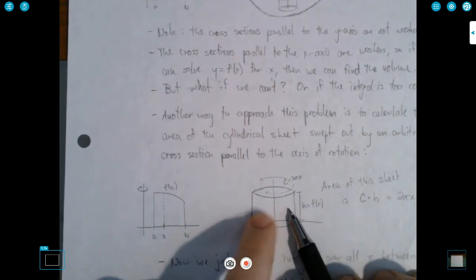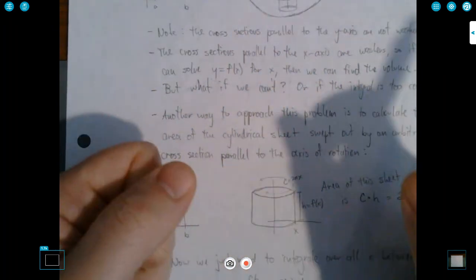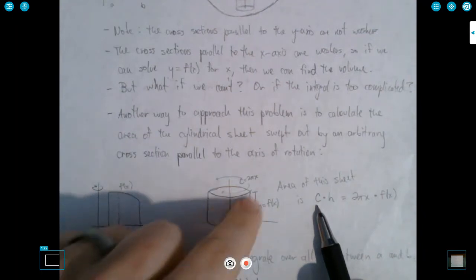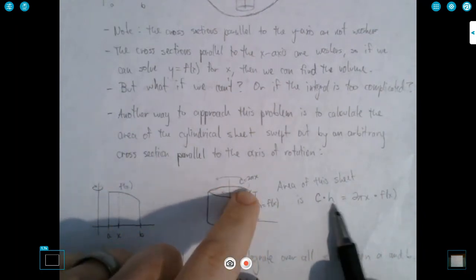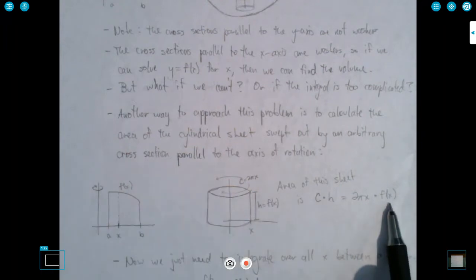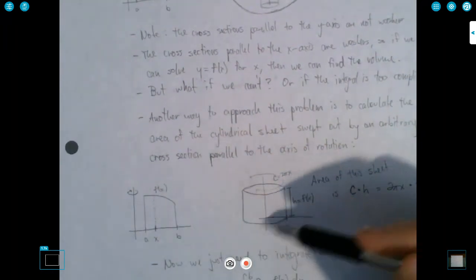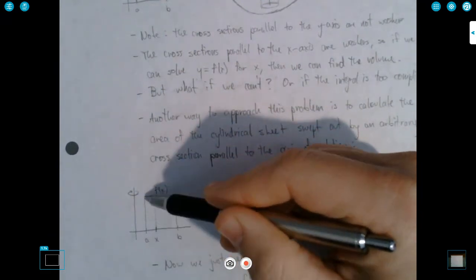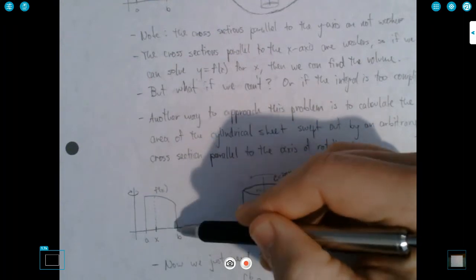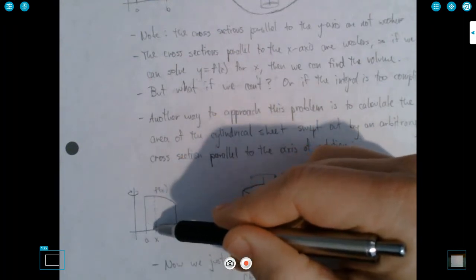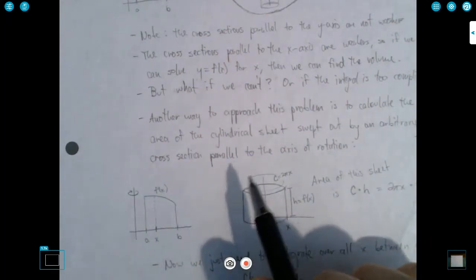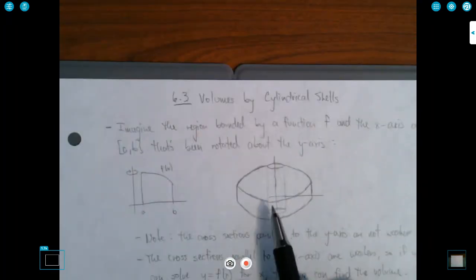Okay, so the area of the sheet, if you were to unscroll it, would be the circumference times the height, right? So that's 2 pi x times f of x. That just gives you the area of one of these sheets. But now imagine that you found the area of this sheet, and this sheet, and this sheet, and you found the area of all of the sheets between a and b, and then added them up. Well, then you would have the volume of this solid, right?